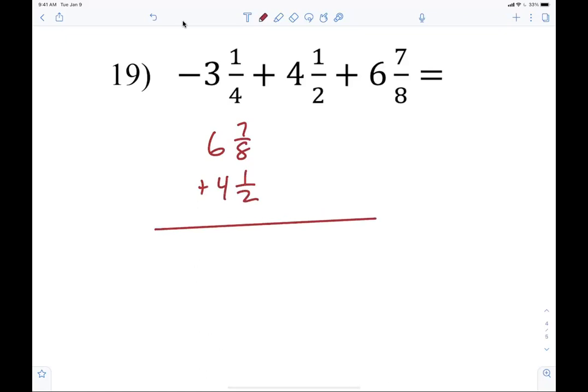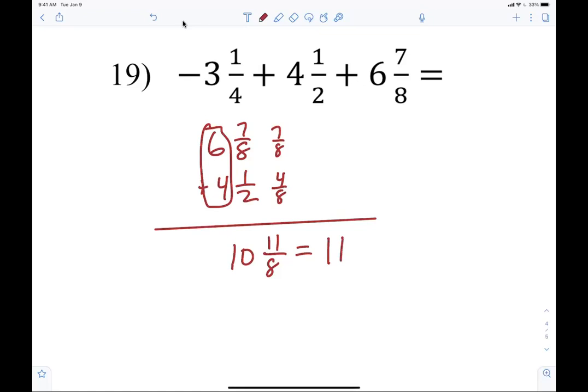Tell me what to do. Denominator is going to be 8, right? And then 4/8, and then 7/8, which gives me a total of 11/8, and then you have to reduce it. So that becomes 11 and 3/8. You're awesome. And then what?